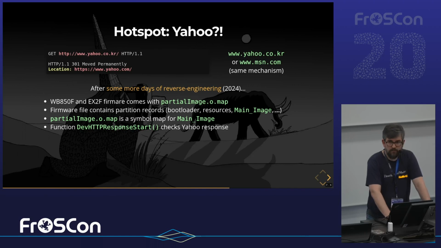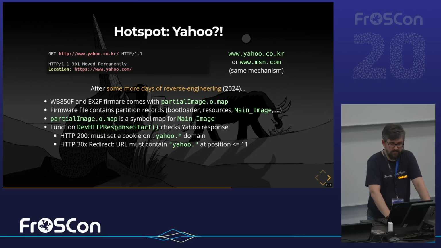It took some days to figure out what the function is doing. I'm sparing you the source code, but in fact, there are two possible responses that the function anticipates. One is an HTTP OK, and in that case, the response must contain a cookie on some Yahoo domain. And if it is a redirect, then the redirect URL must contain Yahoo dot at a position rather early in the response. And now comes the problem.